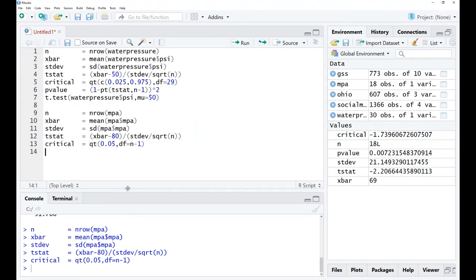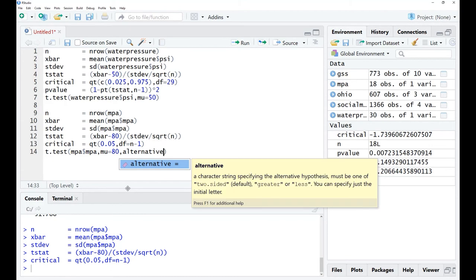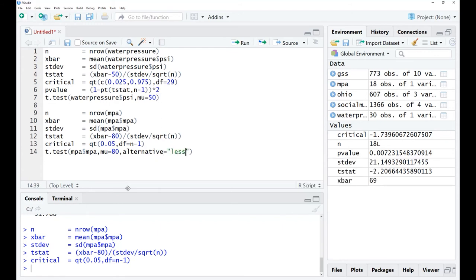Note that you have to be very, very careful of how you enter this one-sided test into R. You have to type in t-test. You have to say which data you're interested in, so the MPA data. You say that mu is equal to 80. And then you have to let R know that you're doing a one-sided test. What is extremely important here is that you are entering the alternative hypothesis. Now, the null hypothesis in this case is that the score is greater than 80, and hence the alternative hypothesis is that it is less than 80. So in this case, what you have to enter here is less, because you are formulating it as the alternative hypothesis, and not the null hypothesis.